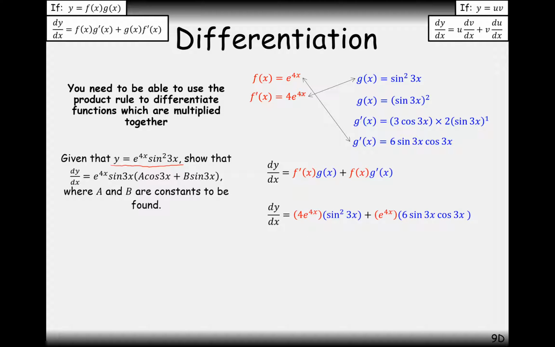So differential of the first one, 4e to the 4x times the original g function, which was sine squared 3x, plus the original f function, which is e to the 4x, and then times that by the differentiated g function, 6 sine 3x cos 3x.